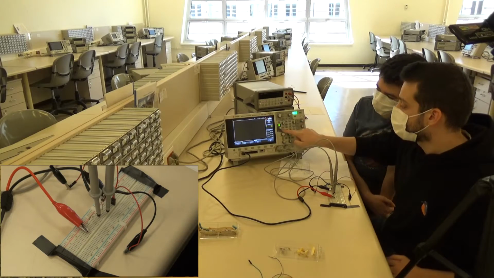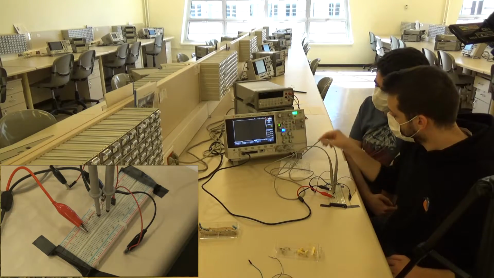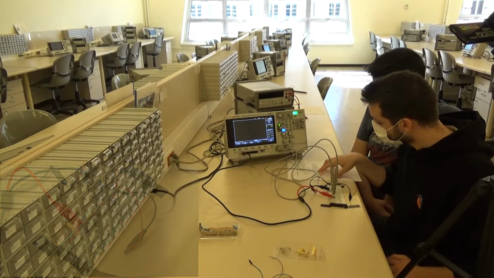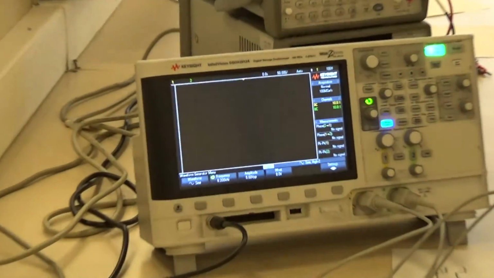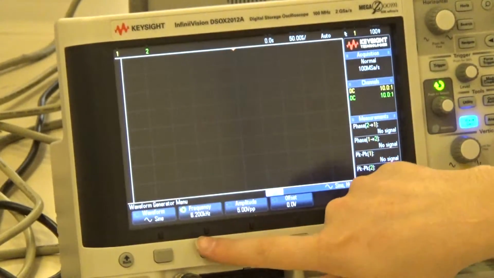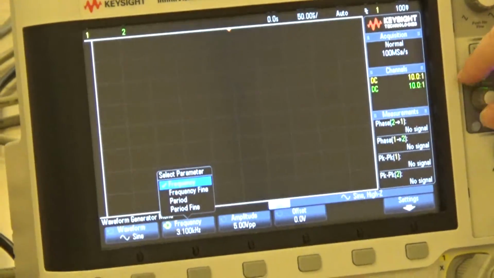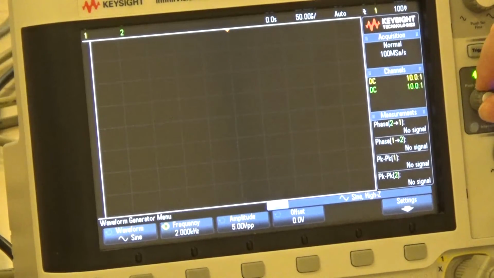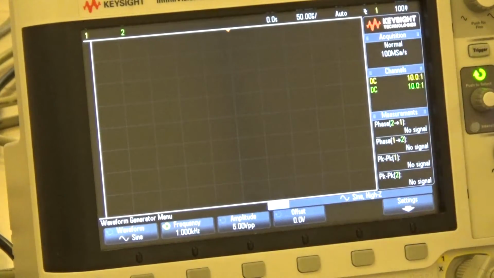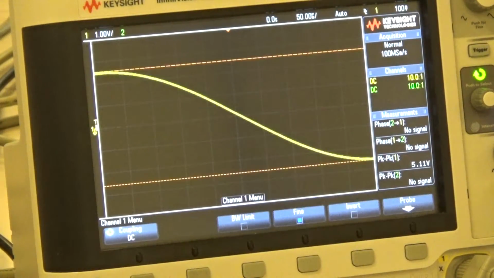I will first apply a wave generator. I will apply, I think, a sine wave. And I will set the frequency as 1 kilohertz again. Let's start from 1 kilohertz. And it is 5 volts peak to peak. And I will turn on the channels.